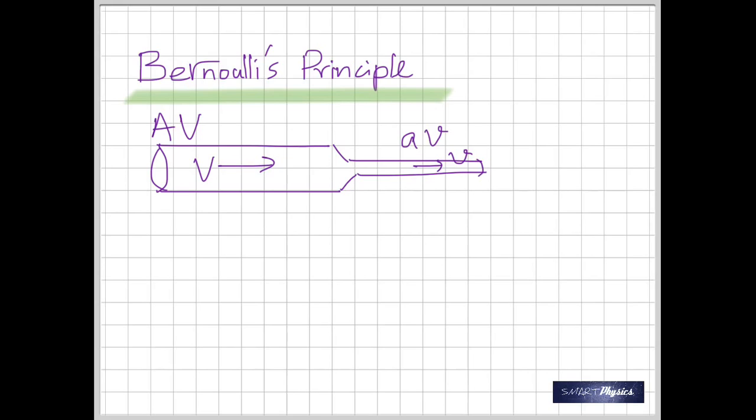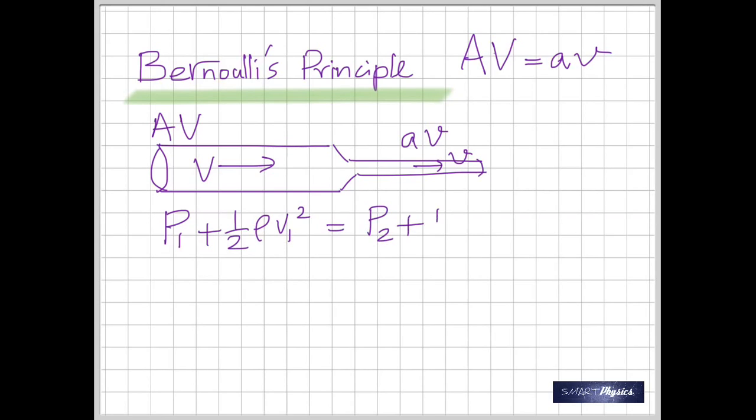Do you know what the equation of continuity is? Yeah, A1 V1 is equal to A2 V2. Or, because I've used different symbols. And then Bernoulli's principle is P1 plus 1/2 rho V1 squared is equal to P2 plus 1/2 rho V2 squared. Agreed?